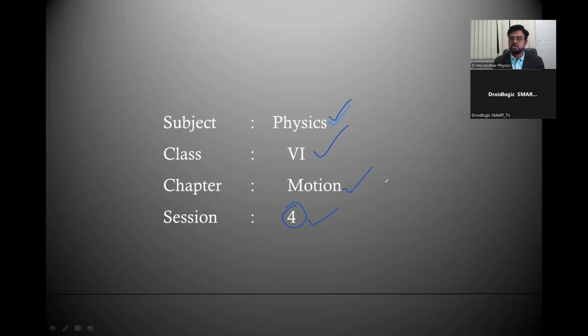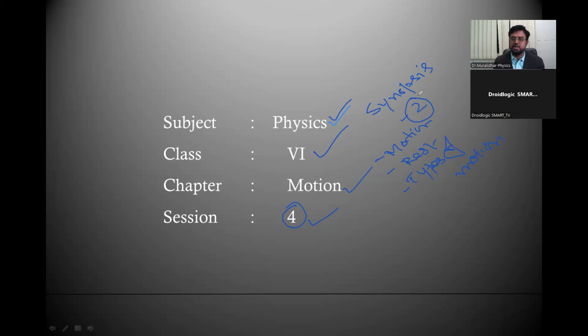In the last 3 classes, we have completed the 2 synopses as per the material. We are done with synopsis 1 and synopsis 2. In synopsis 1, we discussed motion, rest, the difference between them, and all the types of motions possible in our day-to-day life.